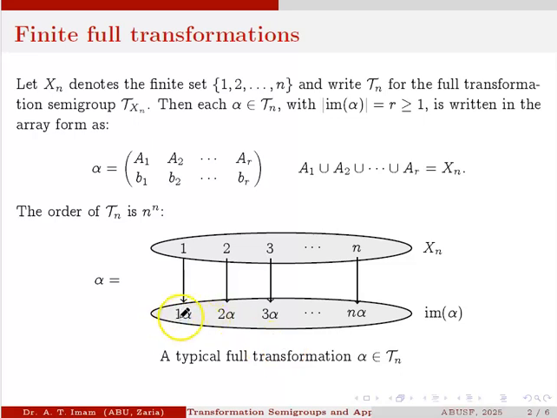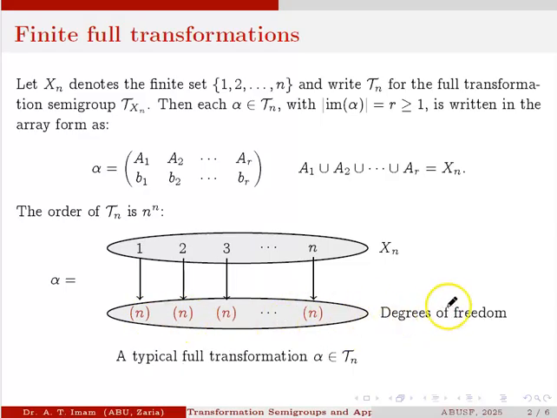But since we are interested in knowing how many elements are in the full transformation semigroup, we can count the possibilities of choosing an image for 1 alpha here. Because you have n elements in the set Xn, you can take any of the n elements and insert here to serve as the image of 1. So you have n possibilities for choosing the image of 1. Likewise, there are n possibilities for taking the image of 2, n possibilities for taking the image of 3, and also n possibilities for taking the image of n. That means we are counting the number of possibilities, in other words, degrees of freedom here.